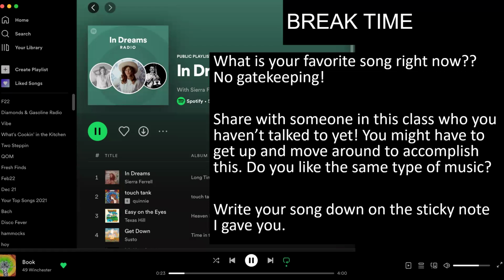Okay, here's your next break. I want you to tell me your favorite song right now. No gatekeeping. If you have a great song, you have to share with someone in this class who you haven't talked to yet, and then write your song down. I said sticky note, but then I didn't want sticky notes, I want something that's not going to stick together. So on the little piece of paper that I gave you, what's your favorite song? Share it with a partner, a friend, and then give it to me before you leave class. It doesn't have to be your favorite song of your whole life ever, just right now.